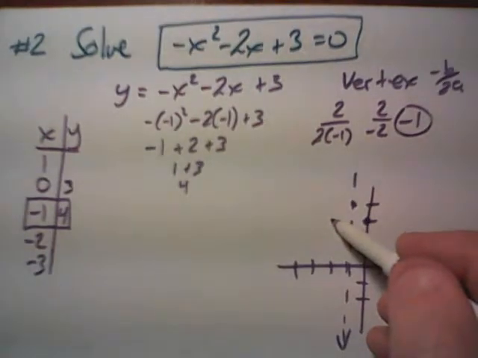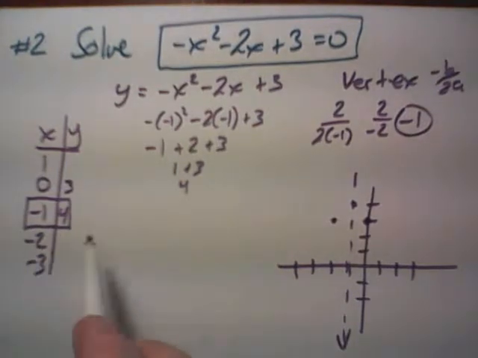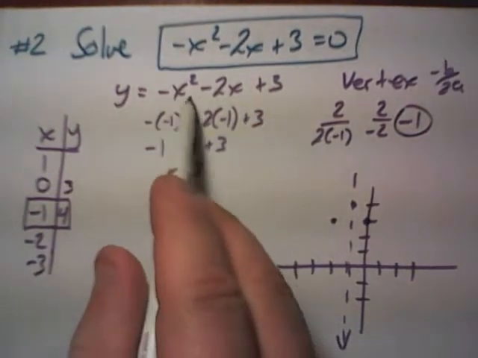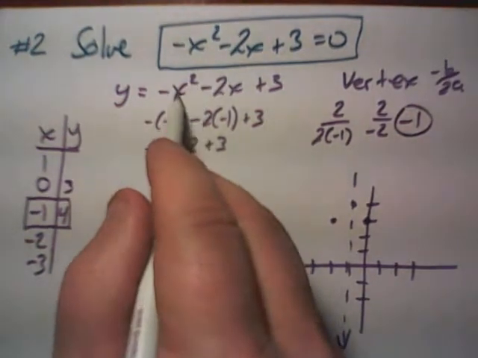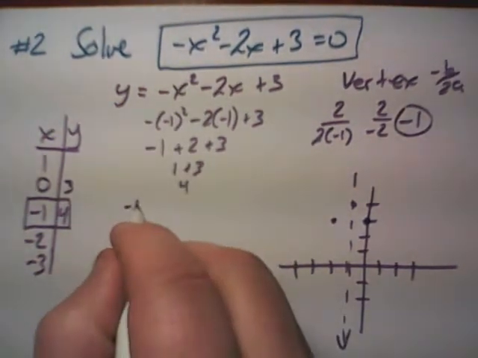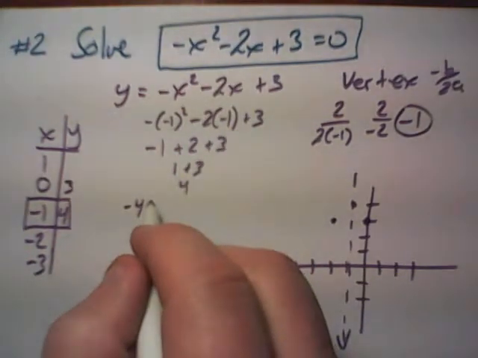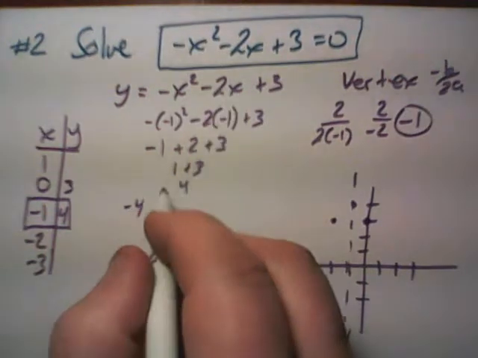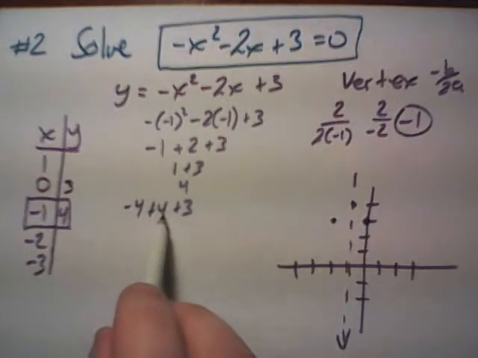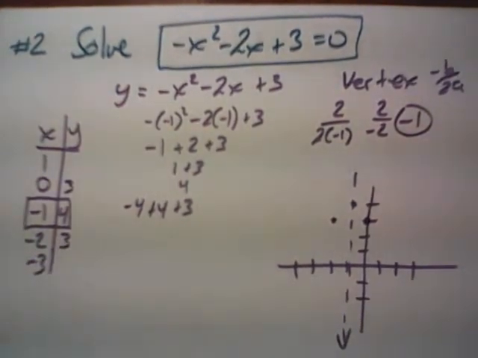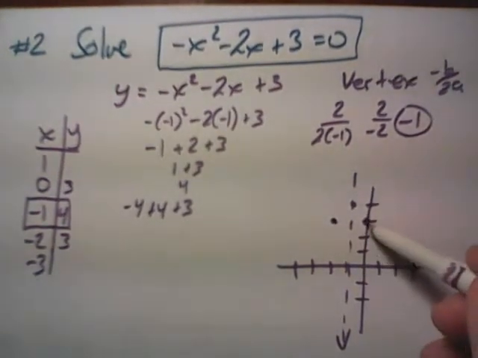Now, it would make sense that I would have a point over here that matches that point, and that would be negative 2. Hopefully, when I plug in negative 2, I also get 3. Let's just try this out real quick. Negative 2 squared is 4, but then the negative is going to make it negative 4. And then negative 2 times negative 2 is positive 4, and then plus 3. Negative 4 plus 4 is 0. 0 plus 3 is indeed 3. So we have a parabola that is starting to form.